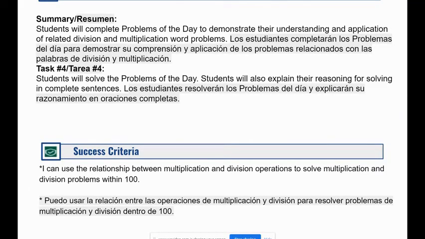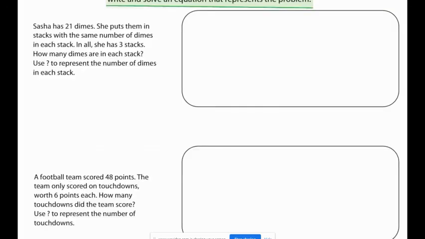For Task 4, students are expected to complete problems of the day to demonstrate their understanding and application of related division and multiplication word problems. To be successful with this task, students will use the relationship between multiplication and division operations to solve multiplication and division problems within 100. Students are expected to read carefully the problems on the left side of the page and show all of their work and answer in complete sentences in the boxes provided on the right side of the page.